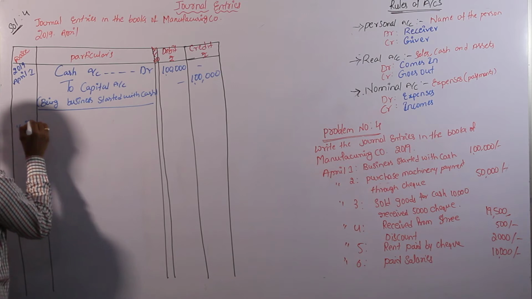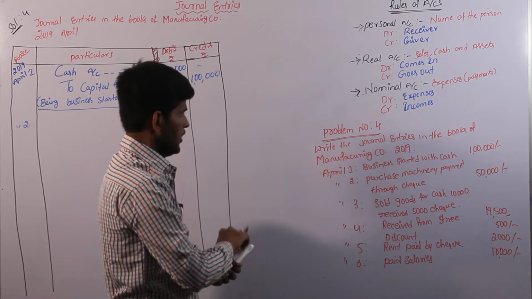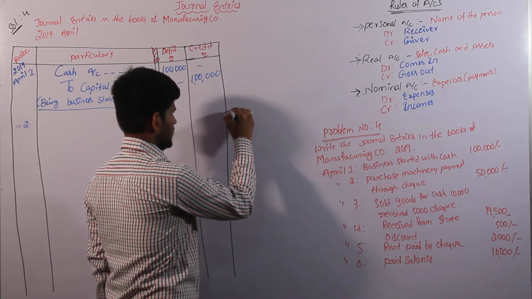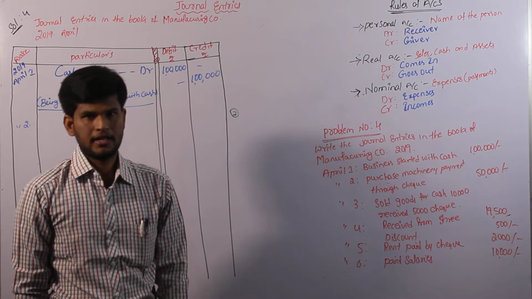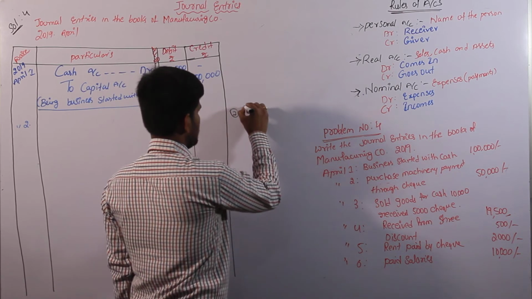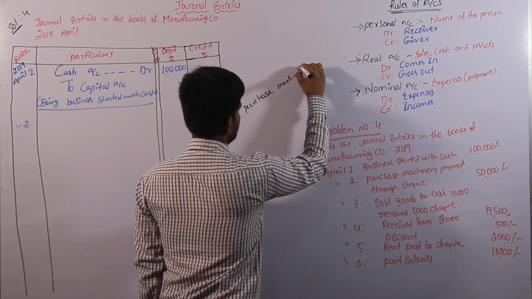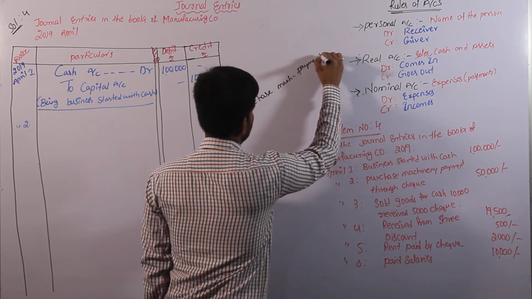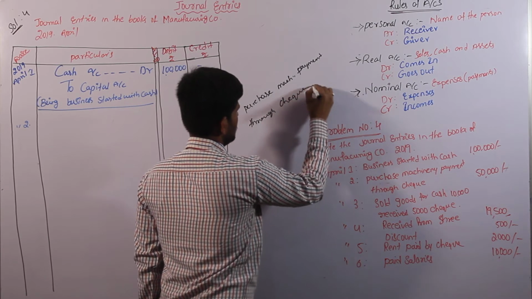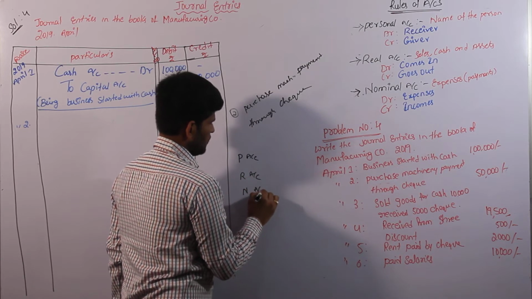Come to the second transaction, that is, purchase of machinery with payment through check. The worth of the value is 50,000. After the first transaction, every transaction must satisfy the three rules. Now I am explaining the transaction against our three rules: purchase of machinery, payment through check. We have to check the personal account, real account and nominal account.